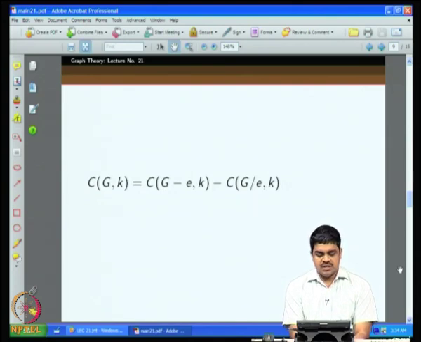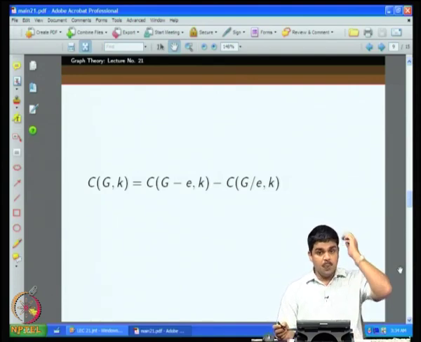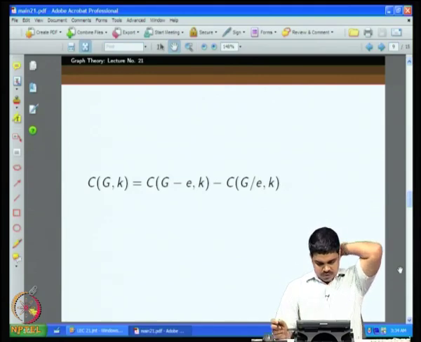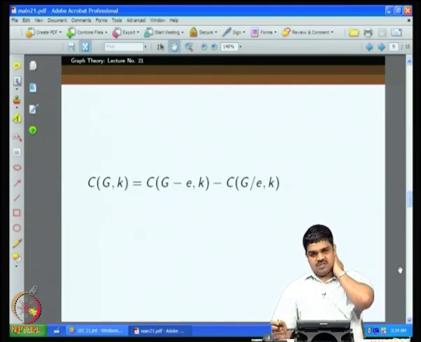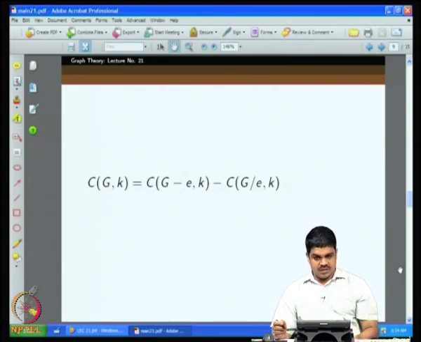And so this is defined for non-negative integers, C of G comma K, right? Now for instance, if there is a loop in the graph, that will be 0 by definition, because if there is a loop, then it is not possible to properly color. Both the endpoints are the same, so they cannot get two different colors.